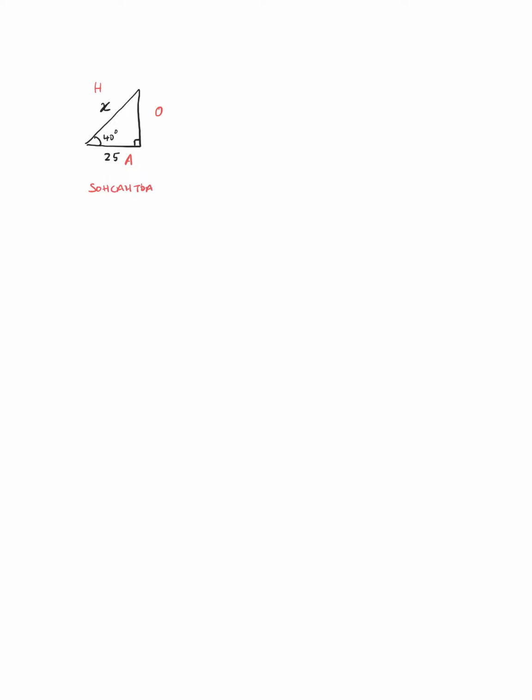I'm going to cross out what I don't want. Now opposite is not playing this time, I don't care about the opposite because there's no number on it and it's not the side I'm trying to find. So I cross out anything with an O. So I'm crossing out SOH and TOA, and that tells me this time I'm using cos, and if you remember it's in the right order, so it's A over H.